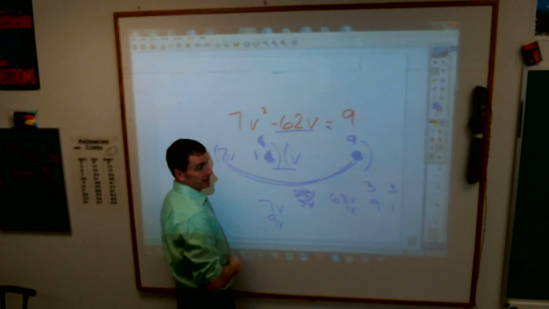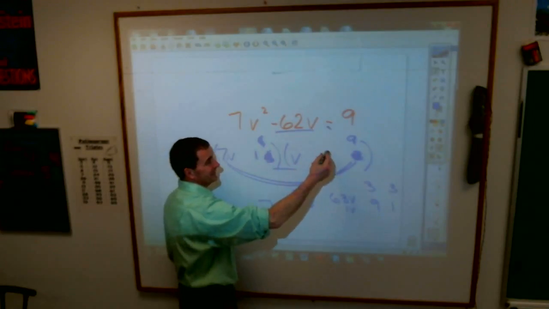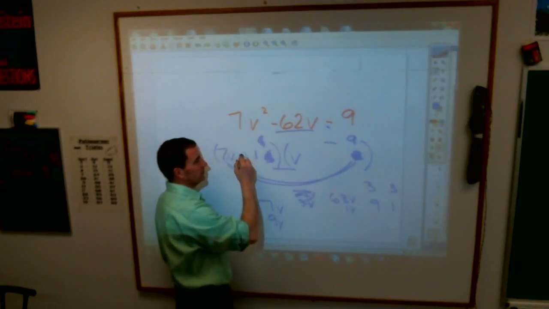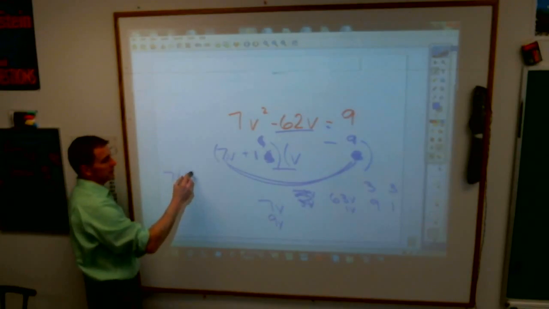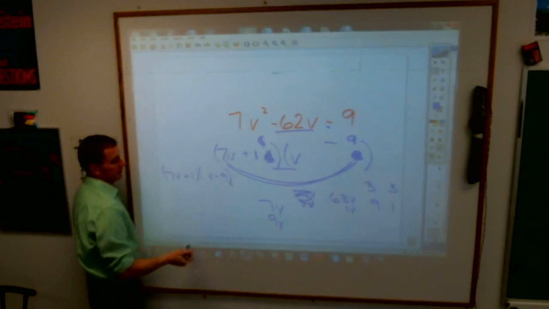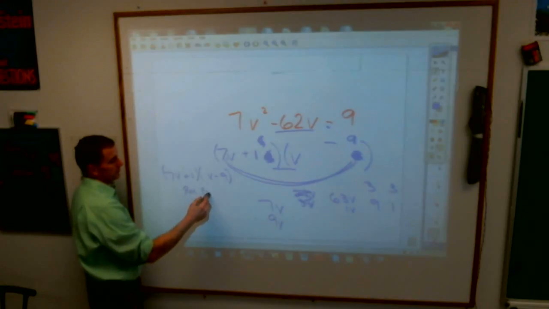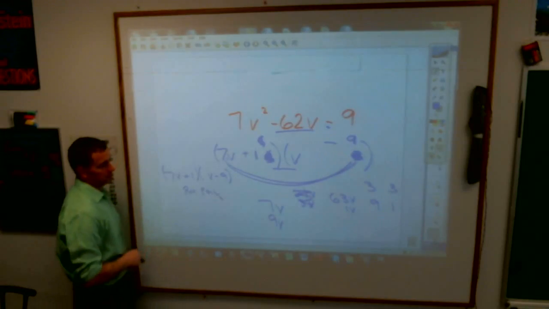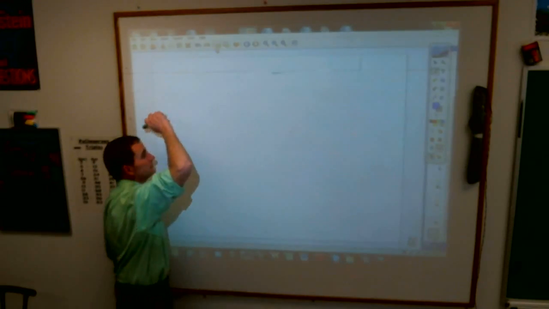And which one is going to get the negative? Negative 62 is a big negative, so the 9 gets the negative and the 1 gets the positive. 7b plus 1 times b minus 9. Simply nothing but reverse FOIL. These are pretty much the easy ones I'm giving you because they get harder.